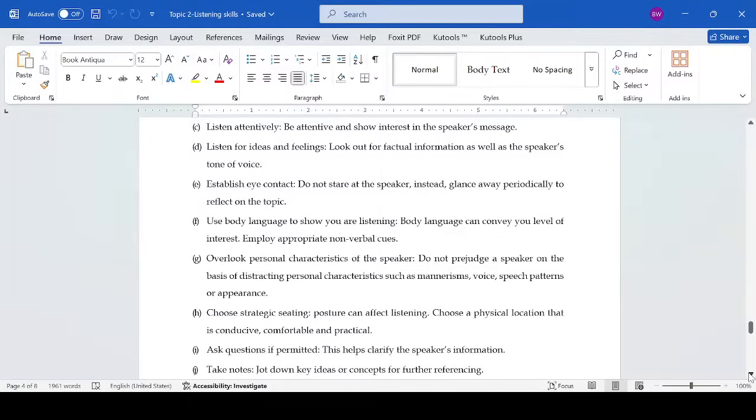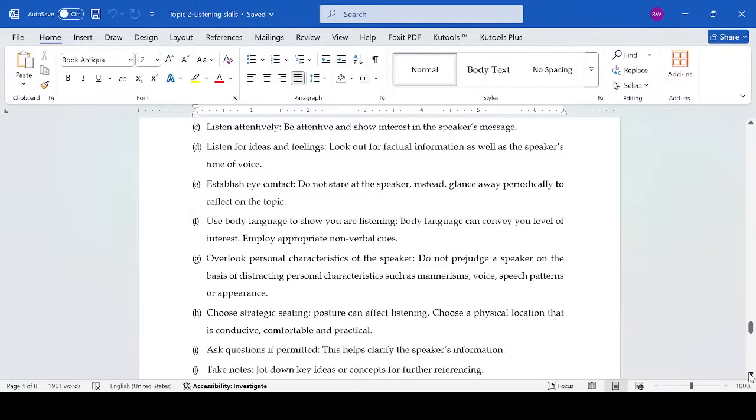Employ the right kind of non-verbal cues. Ensure that you are listening with your whole being. Some of the non-verbal cues that you can employ are like nodding. When you nod, you show that you are actually in agreement. Of course, you don't nod about everything, but you nod about those things that you're in agreement with. But it also shows the person who is speaking to you that you are listening.